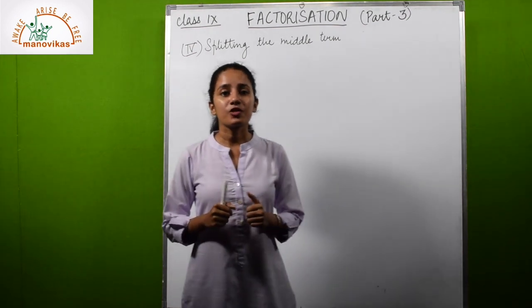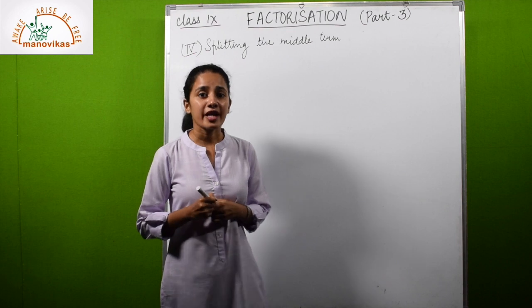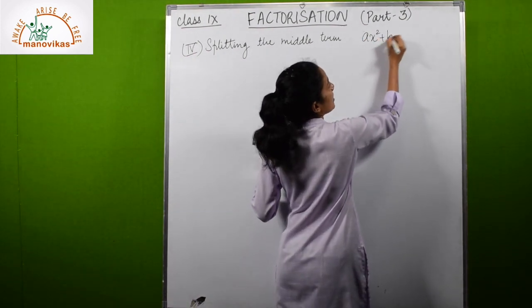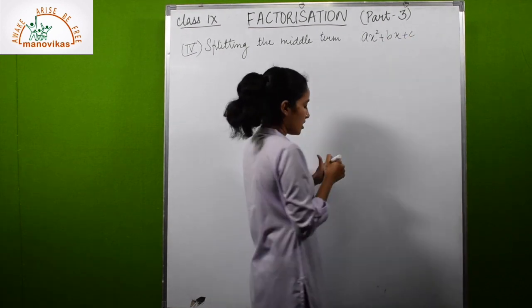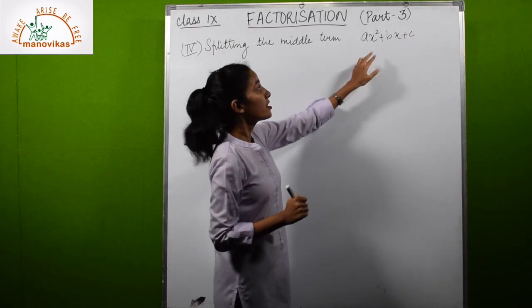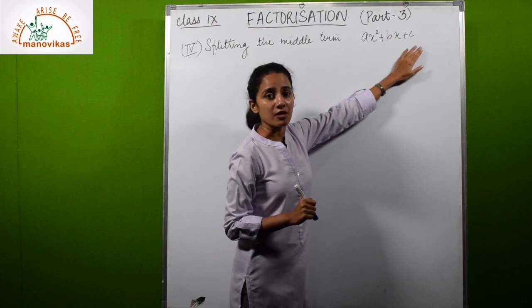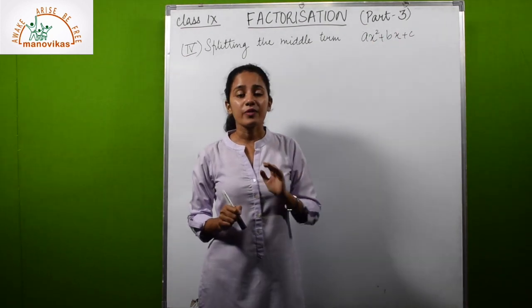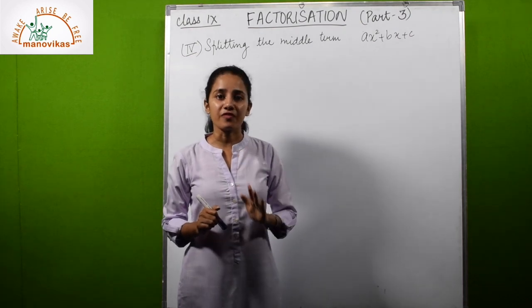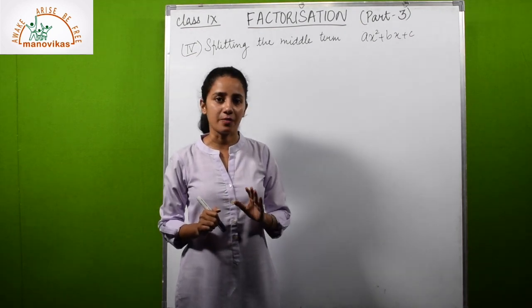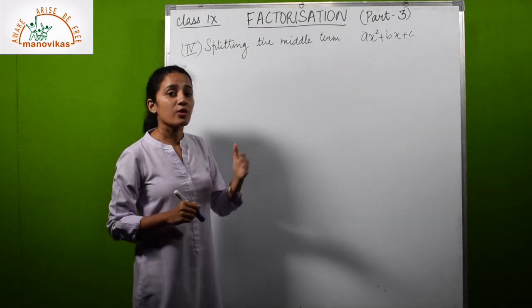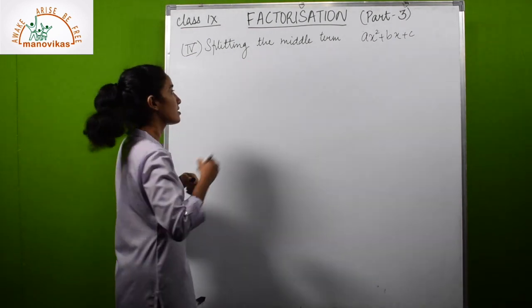Now for this, the algebraic expression has to be a trinomial of the form ax square plus bx plus c. A trinomial is an algebraic expression which has three terms and the powers of the variable are always whole numbers, meaning they cannot be fractions or negative numbers. Now let us take some examples and try to understand this method.